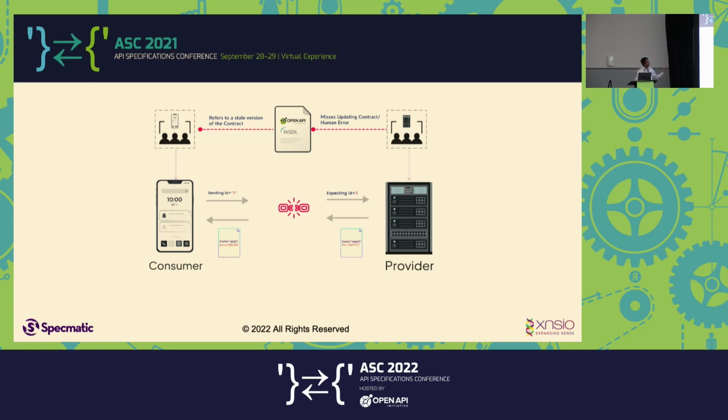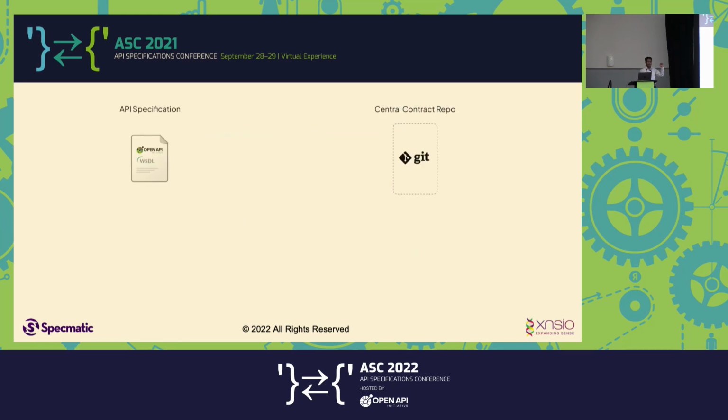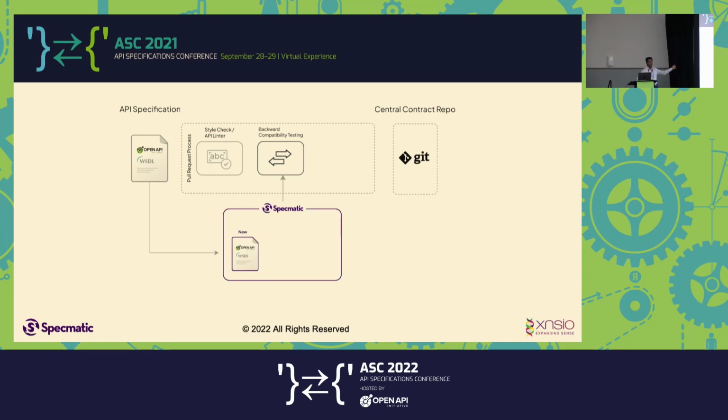That doesn't make sense. What we want to do is have a single source of truth for our OpenAPI specifications, which is where we try to maintain them in a Git repository, which we call the central contract repo. Again, it could be any version control system for that matter. Now, if you're doing that, you might as well have a pull request or a merge request process, which means in that process you could incorporate a linter for basic verification of your contract, and then also more critical backward compatibility verification. And for that, you know how Specmatic does that.